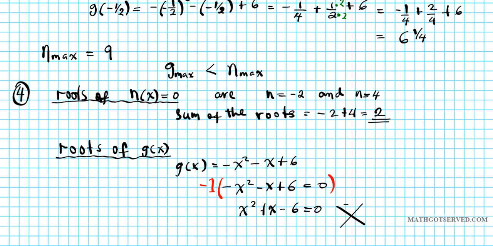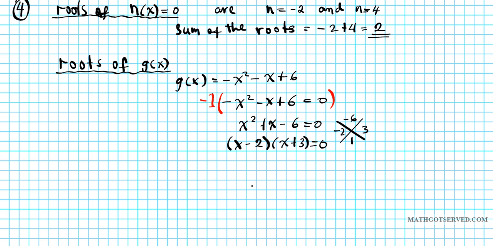Factorization. AC is negative 6 and b is 1. The two numbers that work are negative 2 and 3, because when you multiply these two numbers, you get negative 6. When you add them, you get 1. Okay, so we have x minus 2 times x plus 3 equals 0. All right, so now we're going to use the zero product property and set both of them equal to 0.